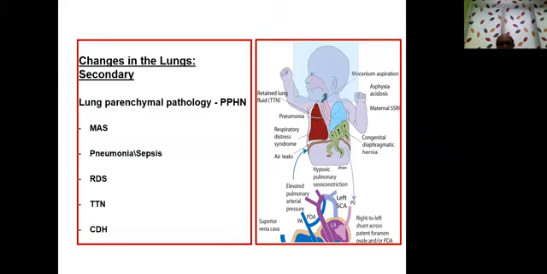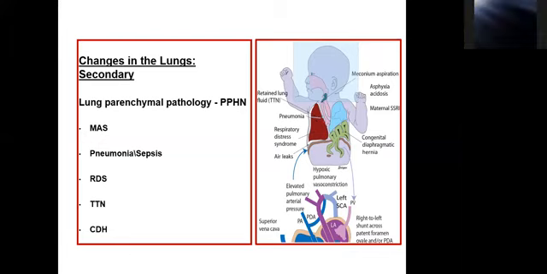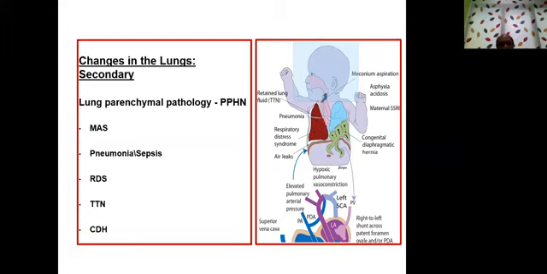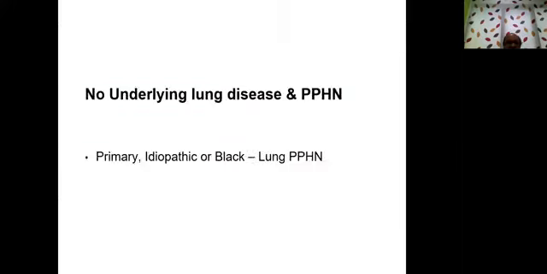What are the things which can change in the lung is what determines the outcome of most of our babies when we manage PPHN. These are called secondary changes in the lungs. It can be because of meconium aspiration syndrome. It can be because of pneumonia or sepsis. It can be because of respiratory distress syndrome. It can be because of transient tachypnea of the newborn due to retained lung fluid, or it can be because of a complex condition called congenital diaphragmatic hernia.